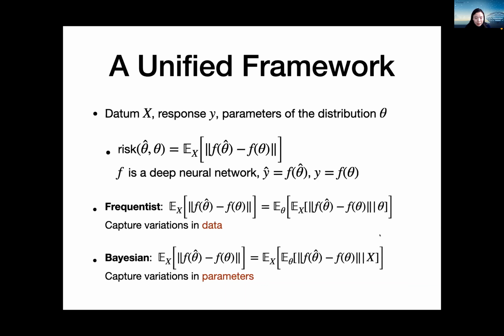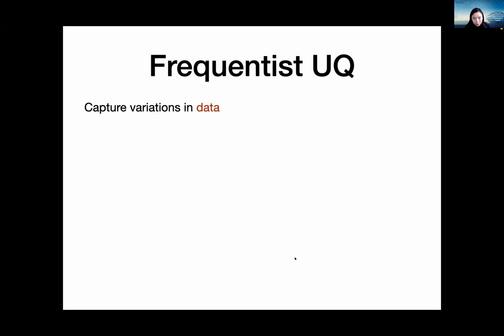So given the particular instantiation of the data, Bayesian UQ will first calculate the deviation with respect to the particular data set, and then take average with different instantiations of the data. So essentially, Bayesian UQ will capture the variations in terms of parameters. So within Frequentist UQ, which captures the variations in data, there are a lot of different methods. So in this paper, we conducted a systematic benchmark study of all these different UQ methods and also proposed our new variations of UQ for deep spatial temporal forecasting.